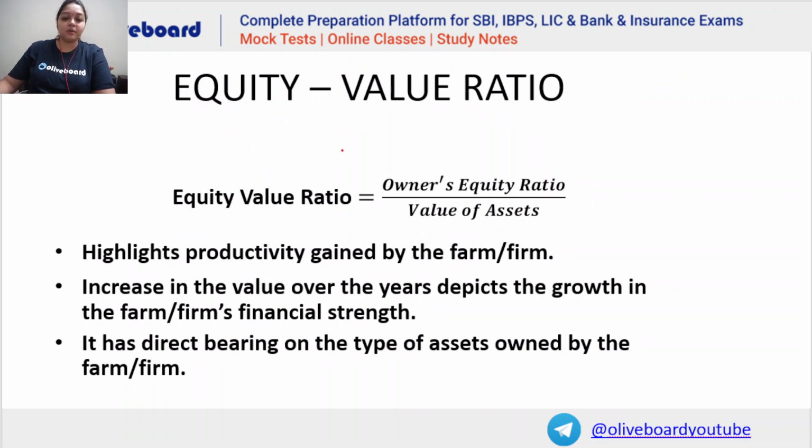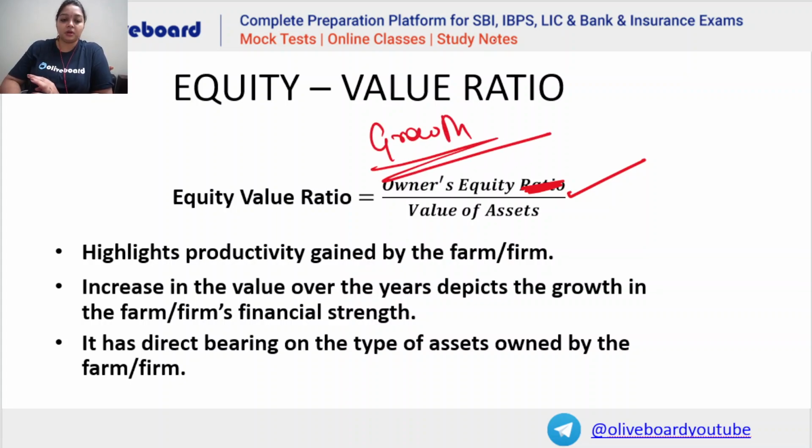Okay. Now, what is equity value ratio? Equity value ratio is owner's equity divided by value of assets. See, it is not ratio, okay, you can remove that. Owner's equity divided by value of assets. It will always show you by using this much assets, how much equity am I getting. By using more assets, am I getting less equity? That is bad. See, equity means net worth. Net worth is something when assets are more than liabilities. When you have more assets, you should get more money from it because you should be more productive. But if you are getting less money, then it is a bad thing. So, this is a very, very good ratio to check the growth of the company, right?